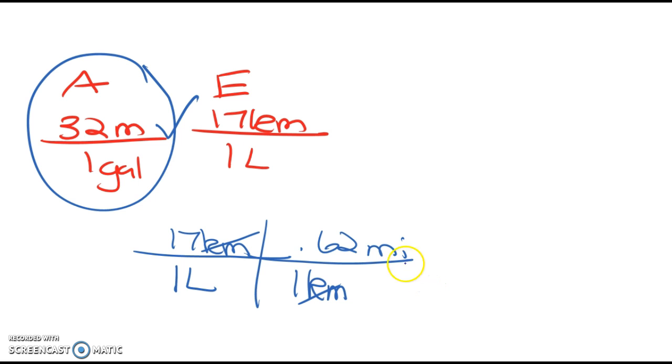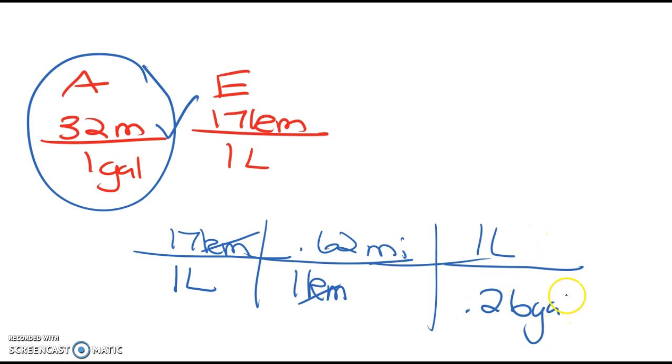Now I need to get my liters into gallons. I know my conversion rate is that 1 liter is approximately 0.26 gallons. So I put this one on top because I can cross this one out with this one over here. And so now I'm left with gallons on the bottom. I have miles over gallons. I'm good to go. So now all I need to do is multiply straight across.